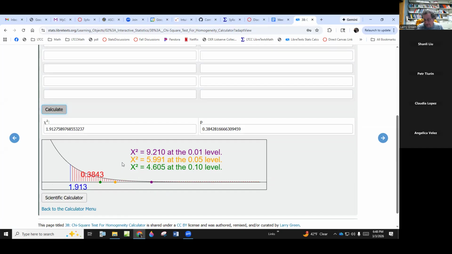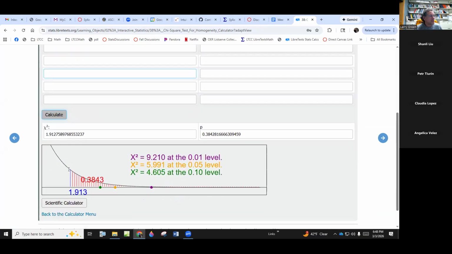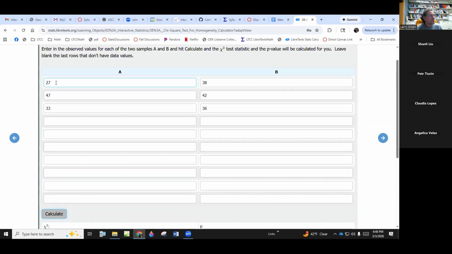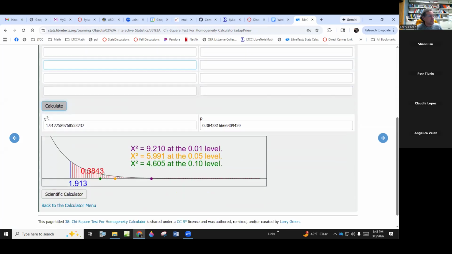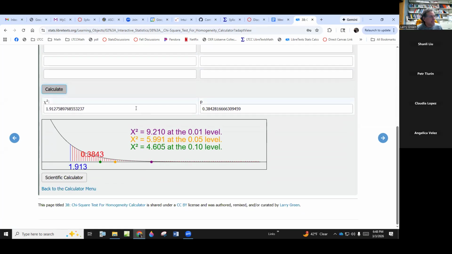By the way, this has a very small degrees of freedom. And that's why this one doesn't even look close to being normal. In this case we just had an A and a B, and there were just 3 types, so it's just 2 degrees of freedom. And it gave us our chi-squared of about 1.91, and our p-value was about 0.384 or so.